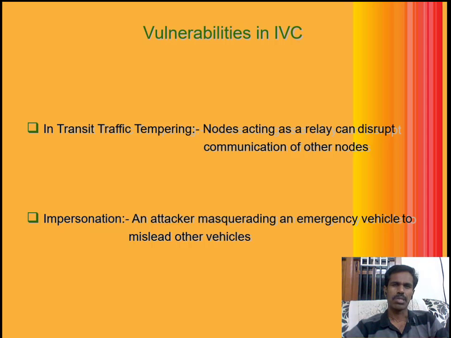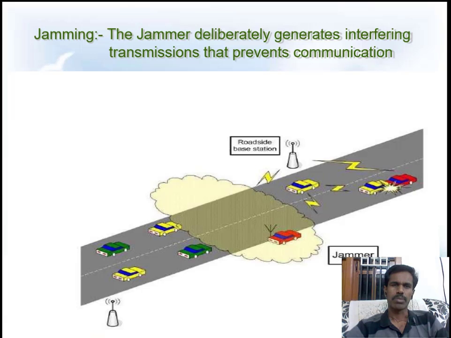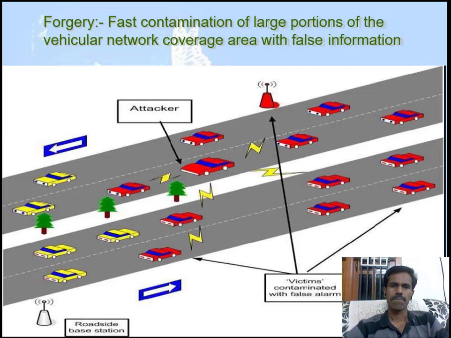So there is one important problem in vehicular communication. For example, jammers will be provided throughout the road path. Whenever signal contamination takes place, the jammer will jam that particular communication, so that other vehicles will be saved. For that, jammers will be used here and there.